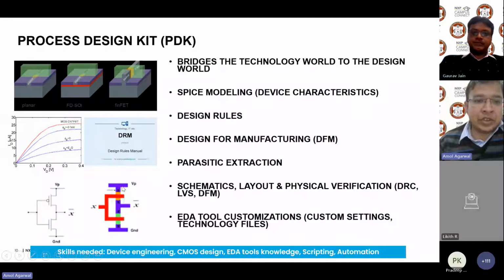So the skills needed, if someone wants to excel in this field, are device engineering, because mostly you deal at the transistor level, CMOS design. Of course, you require the EDA tools to build the basic building blocks. So these are the skills which are required if someone wants to do research in this area.